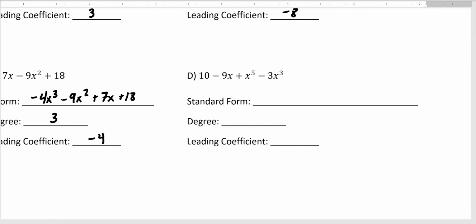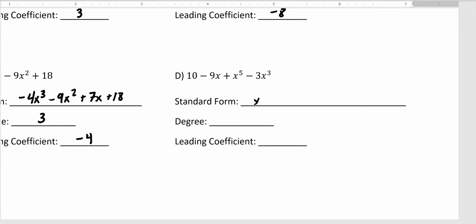And my last one, let's see, we have x to the fifth minus 3x to the third minus 9x plus 10. So this would be a degree 5 polynomial. And in this case, my leading coefficient is just 1. I'd imagine a 1 being in front of that x to the fifth there.